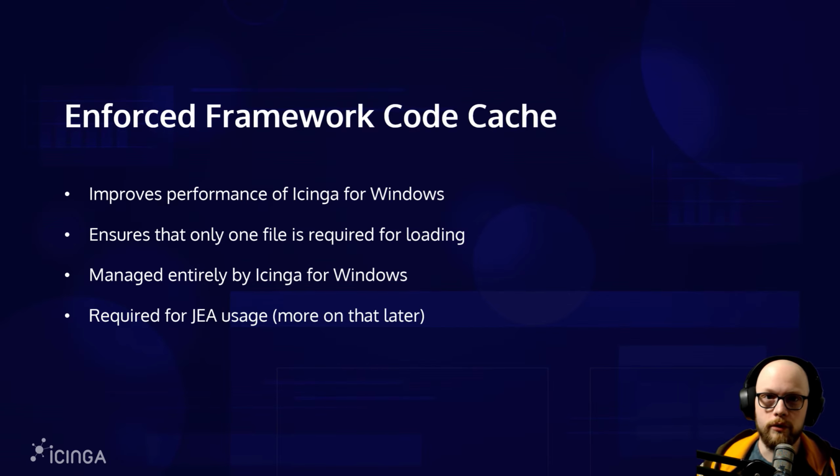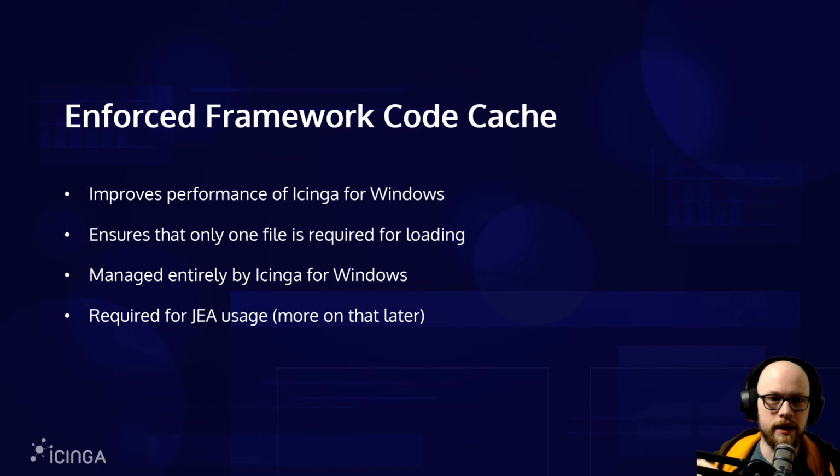More importantly, however, we will now enforce the framework code cache. If you missed it, with Icinga for Windows 1.4.0, we implemented the framework code cache, which collected all files the Icinga PowerShell framework had, bound them in one file, and then based on that, we loaded the framework and executed commands to speed up the entire loading process, but also reduce the CPU load for initializing Icinga for Windows in the first place. Now with 1.6.0, it's no longer optional.